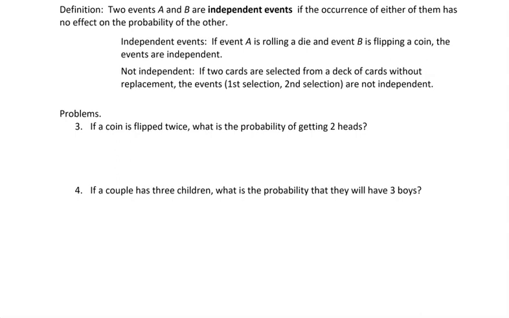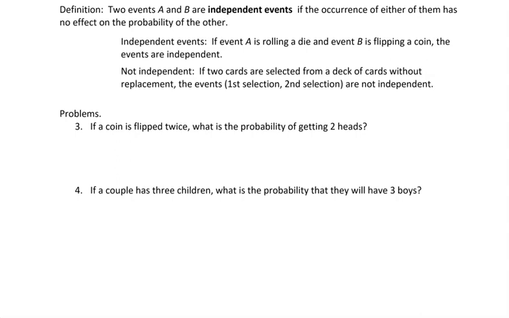If you roll a 4, then that doesn't affect the outcome of the coin flip at all. Events that are not independent are something like if 2 cards are selected from a deck without replacement. Those are not independent because once you take that first card from the deck, you're changing how many cards are left, so the probabilities do change.